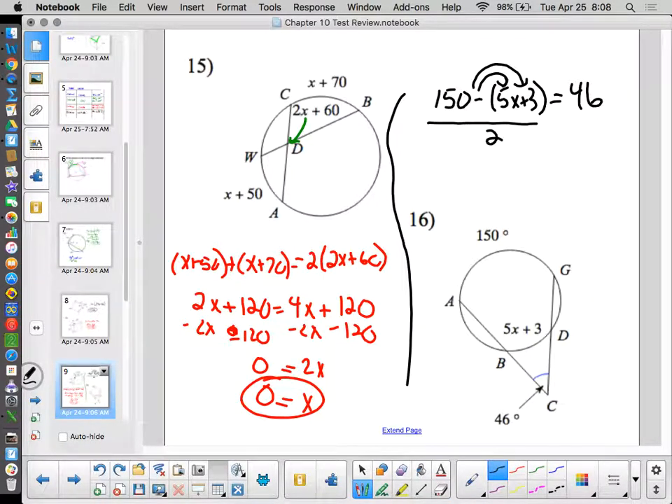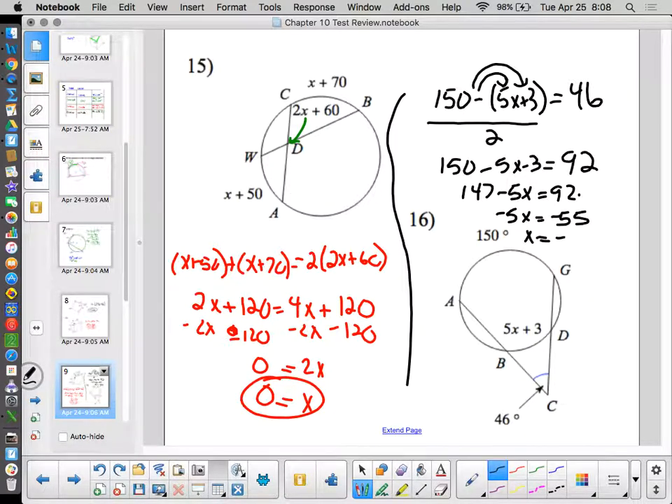Big arc minus small arc divided by 2. So 150 minus 5x minus 3. I've got to double both sides here to get rid of that. 92. Okay, so 147 minus 5x equals 92. So negative 5x equals negative 55. There we go. x equals 11. Much better.